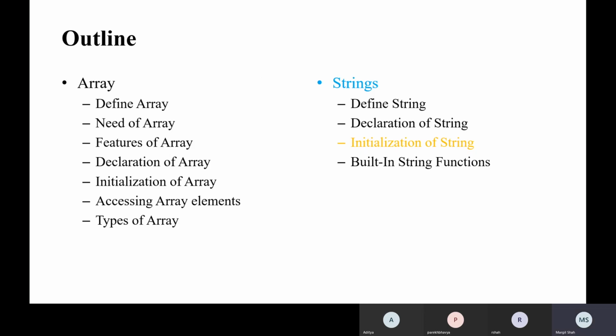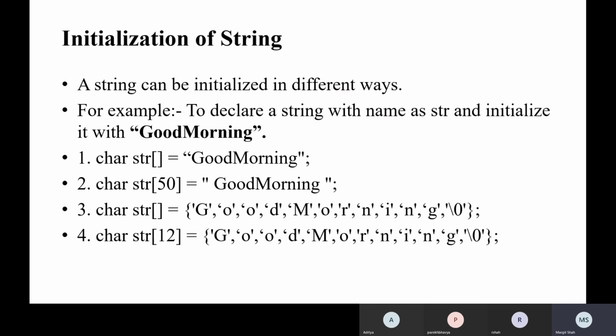Now how can we initialize a string? Again the same fundamentals are applicable: compile time initialization and runtime initialization. If we initialize the string at the time of declaration, it is known as compile time initialization. A string can be initialized in different ways. For example, to declare a string with the name str and initialize it with good morning, we write char str[] with no size, which means it automatically defines the size, equal to "good morning".